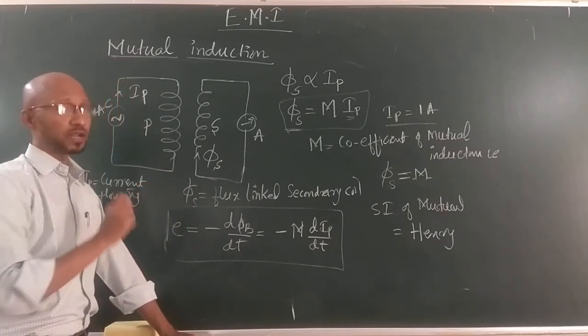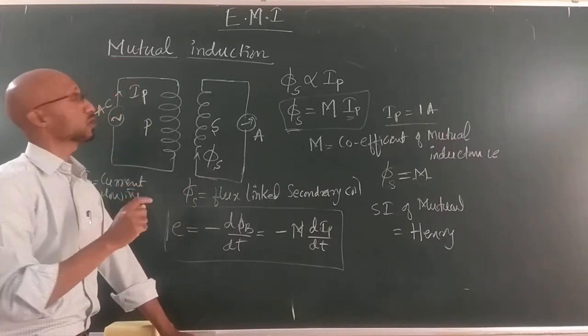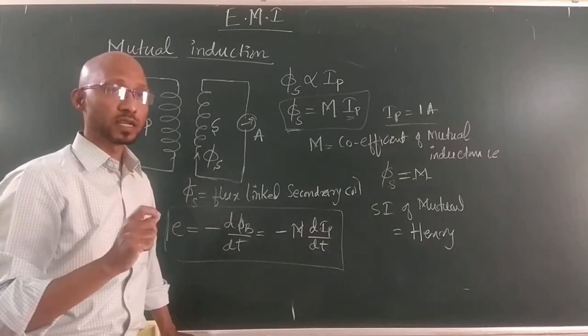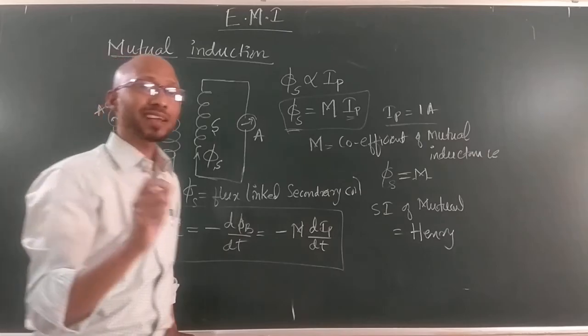Now we will go to the derivation, which is the derived expression for the coefficient of mutual inductance in a solenoid. What kind of solenoid? Coaxial.